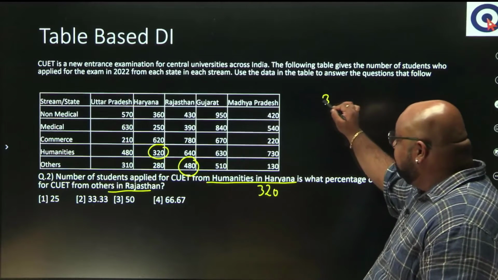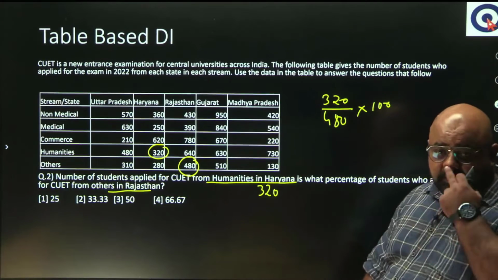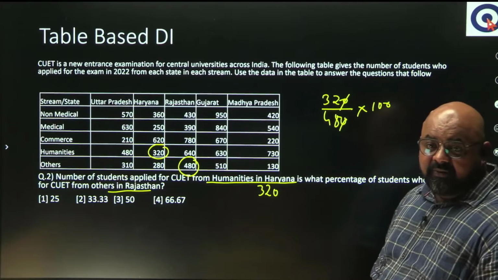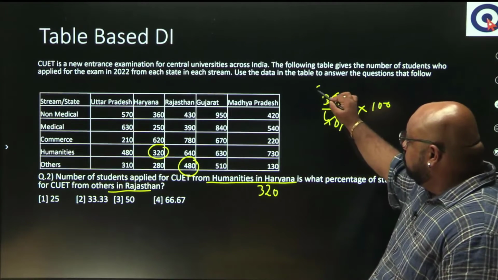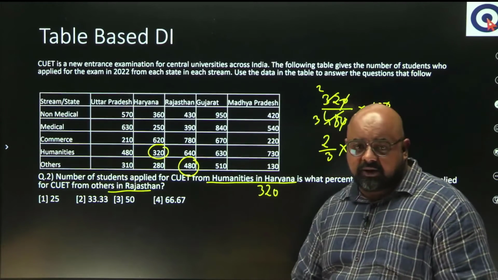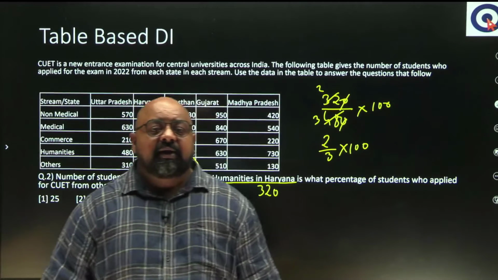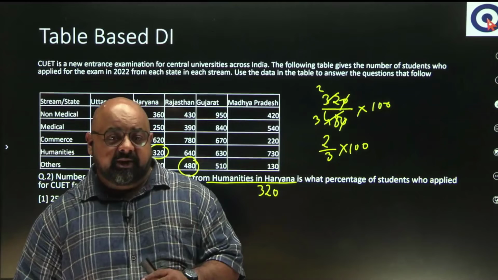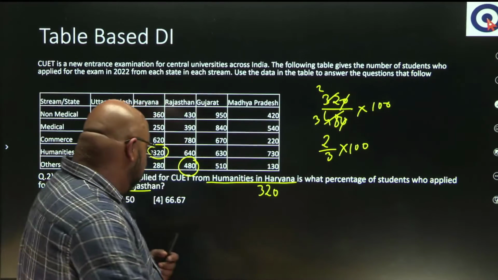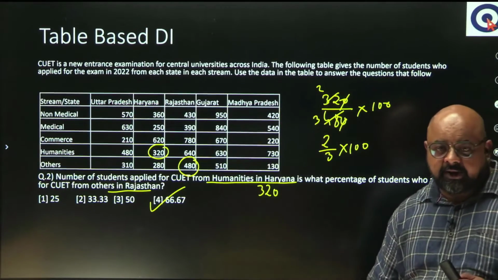So I simply divide 320 by 480 multiplied by 100. The 0 gets cancelled. I know 32 and 48 have a common factor of 16. So 2 by 3 into 100, which ideally you would remember by now, because in a previous video we talked about it, that we would learn the fraction values from 1 by 2 to 1 by 20. So 1 by 3 is 33.33. So 2 by 3 will be double of that, 66.67%. Right? Next.